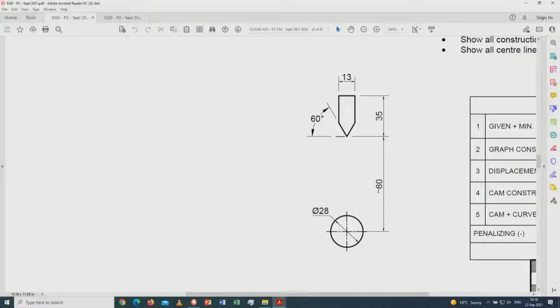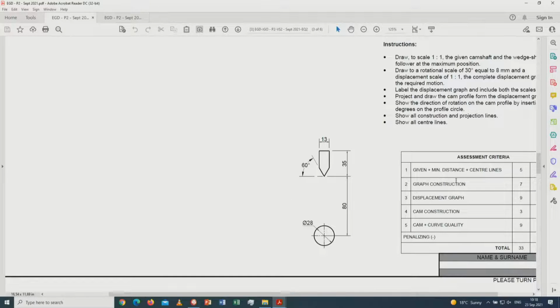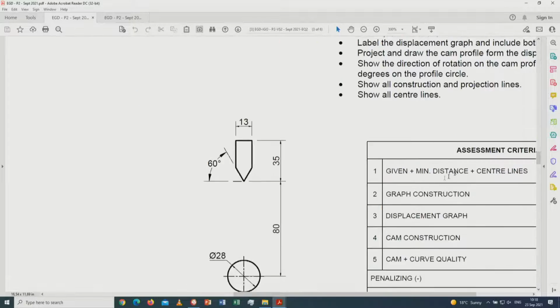Why 80? Because it still has got a 20 millimeter clearance over here. Besides that, is it 13 millimeters from there to there? Is it 60 degrees from there to there? Is it 35 millimeters going from top to bottom? And does it show a diameter of 28? That is the given part over here, so that you have to make sure of.